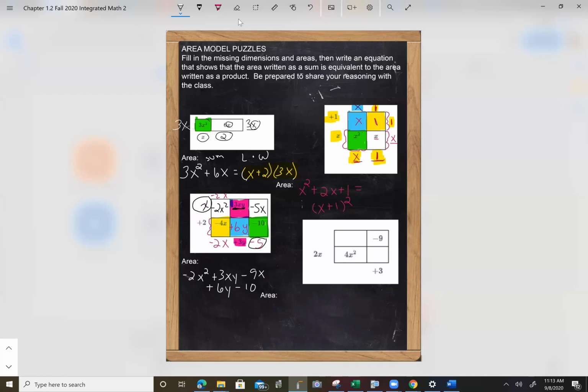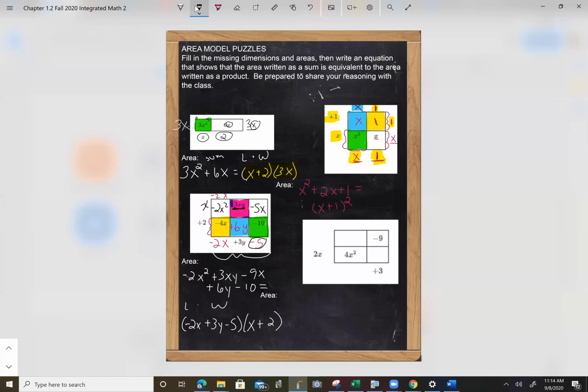And then we still have to do the area as a product, which means we just need to do equals, and we just need to do length times width. So my length is going to be negative 2x plus 3y minus 5. And my width is just going to be, the other side of that rectangle is just going to be x plus 2. Okay.